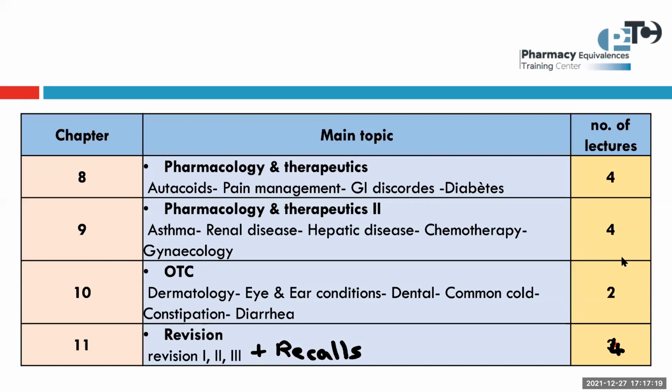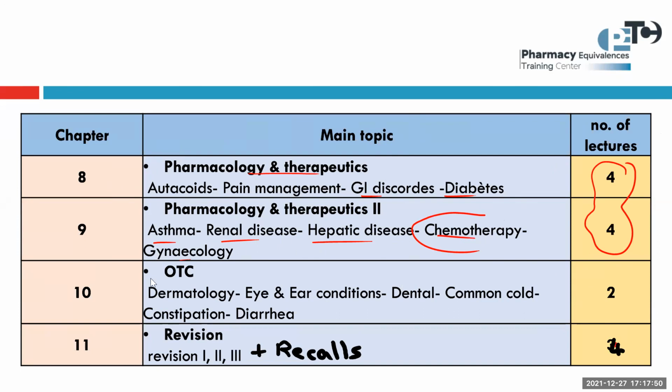After that, we will go back to the pharmacology with the therapeutics. Pharmacology and therapeutics will be covered in 8 lectures. Those 2 chapters cover different diseases like pain management, GI disorders, diabetes, asthma, renal diseases, hepatic diseases, chemotherapy, an important topic, and gynecology. All of them will be covered in those 8 lectures.